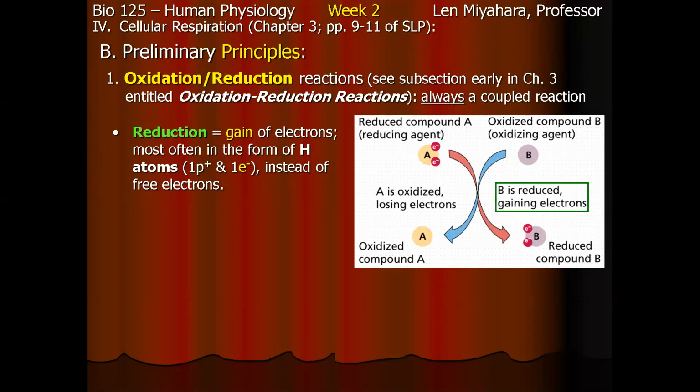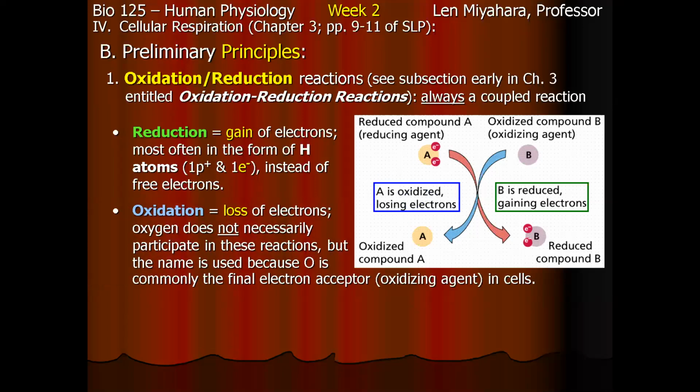This exchange or transfer of high energy electrons is called oxidation reduction reactions. And they are always coupled, which means you always have one with the other. You never have one by itself. If you have reduction, you're going to have oxidation. And this is where the term complete oxidation of glucose comes from.